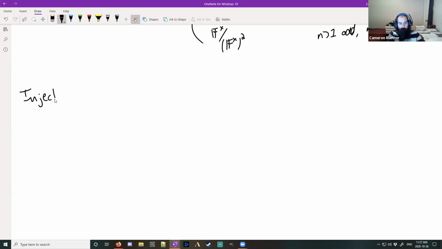So I constructed some injections into HSpin, generalizing a technique of Garibaldi.